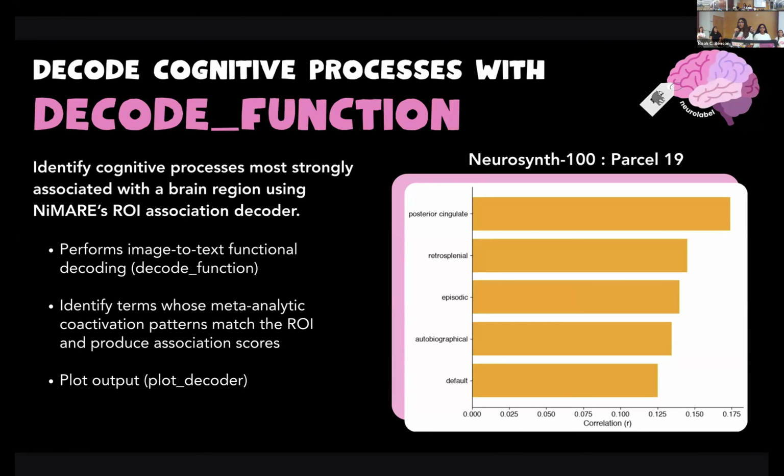And it gives you association scores in the form of correlations. You are also able to very neatly plot the output of this decoder using plot decoder, as pictured right here.